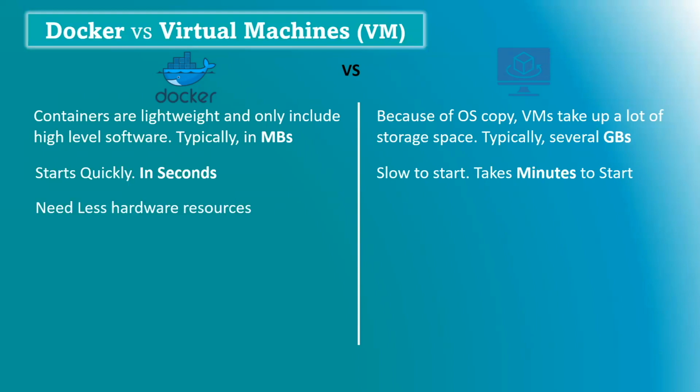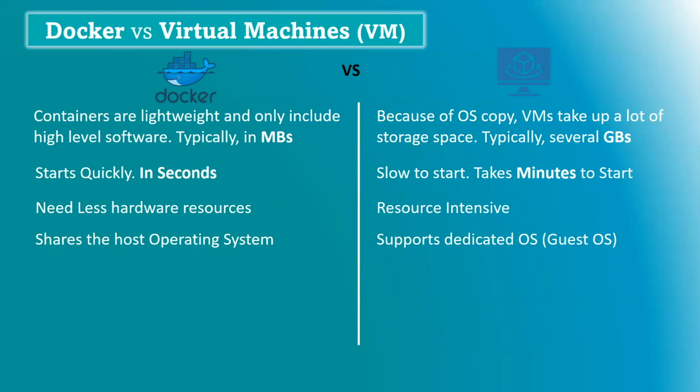Due to their portable and lightweight nature, containers consume fewer hardware resources, making it possible to launch hundreds of containers on an average server node. In comparison, VMs are resource intensive. Docker containers share the host operating system, whereas virtual machines support a dedicated operating system we call guest OS.